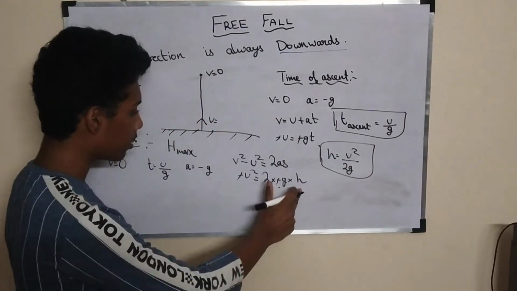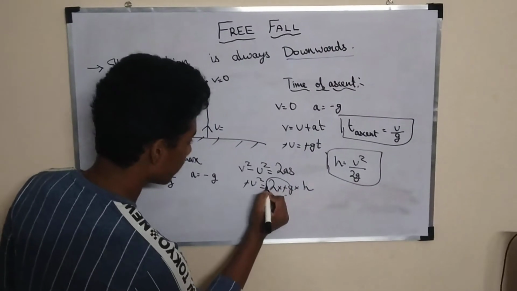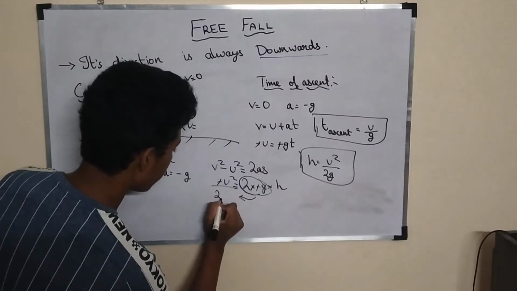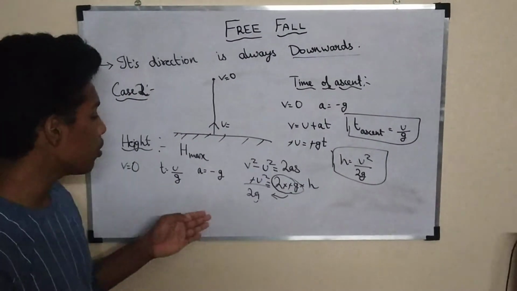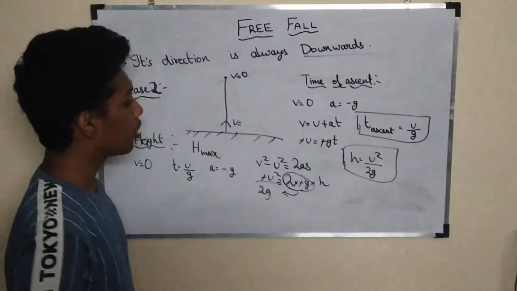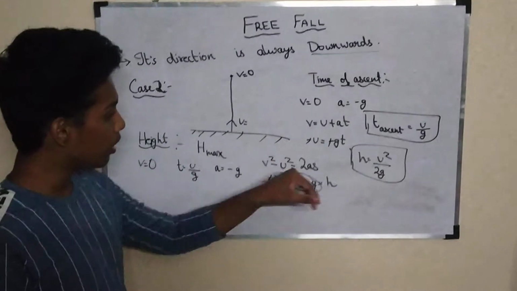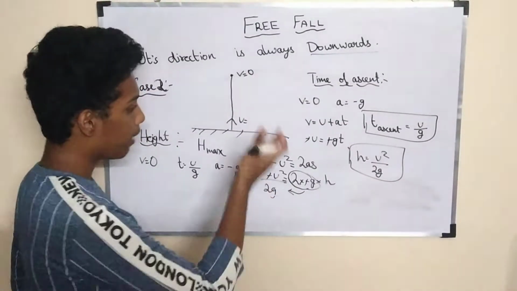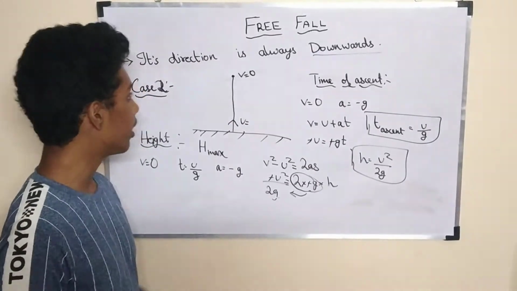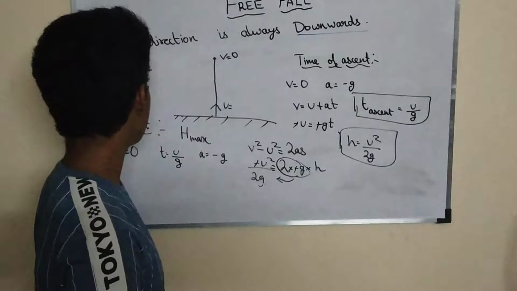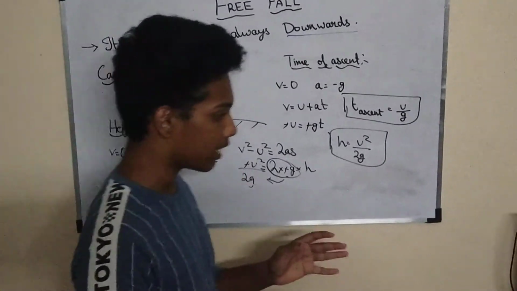Right? So when this 2g goes to this side, it would be the denominator. So h would give you u square by 2g. So if a body moves in the upward direction, the height would be u square by 2g. Even if it moves in downward direction, the height wouldn't change. It would remain the same, u square by 2g, and time of ascent is u by g. Now let us see the remaining other one in case 2 itself.